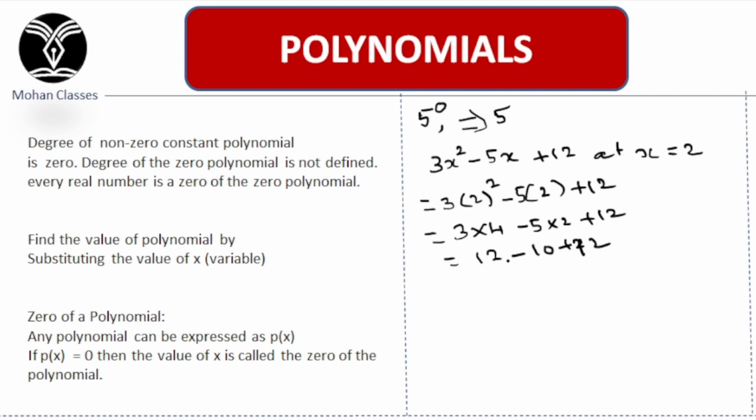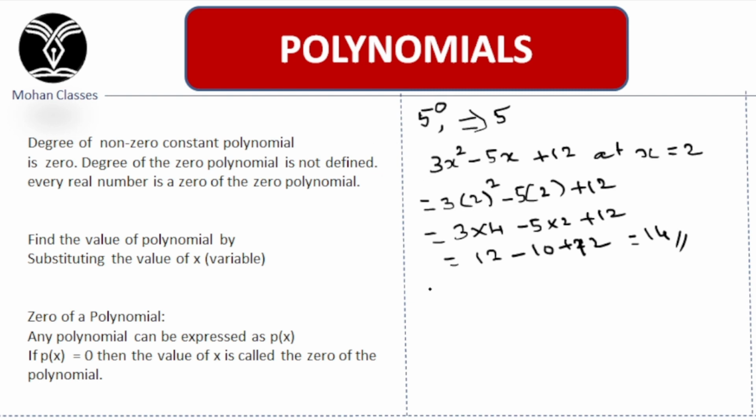So what you will get? 12 plus 12, 24. 24 minus 10, you will get 14. Now 14 is the value of the polynomial 3x squared minus 5x plus 12 at x is equal to 2. Okay. Now what is the 0 of a polynomial?